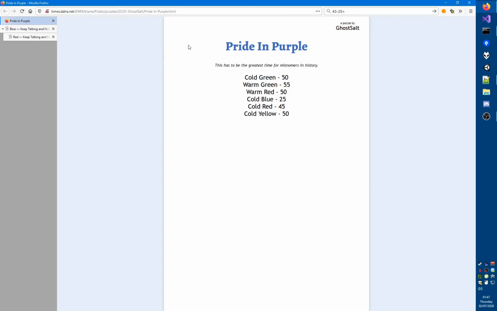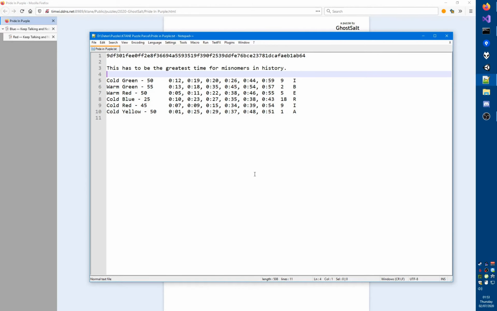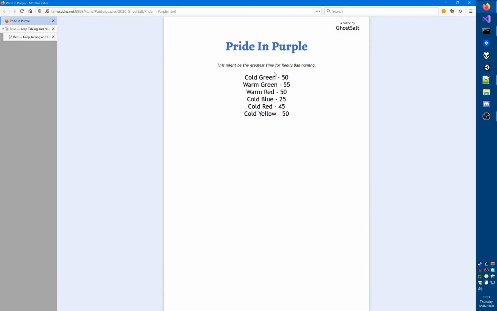Ladies and gentlemen, we've solved Pride in Purple from the KTANE Puzzle Parcel. Okay, so just as an addendum, I have agreed with the author that maybe the flavor text, which was "This has to be the greatest time for misnomers in history," might be worth changing to have words that start with R and B. So we've agreed to change it to "This might be the greatest time for really bad naming." So the capital letters now hint at red and blue.